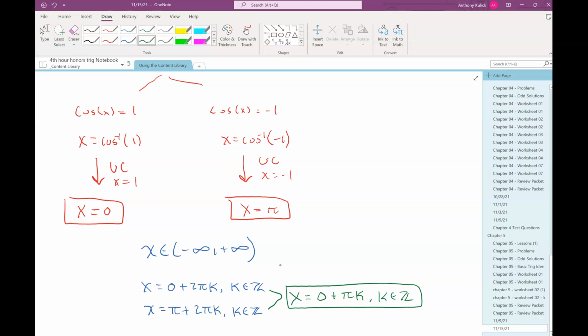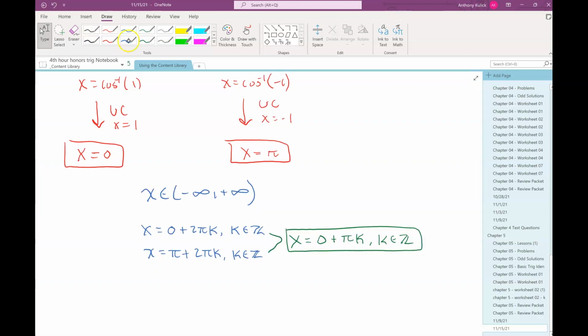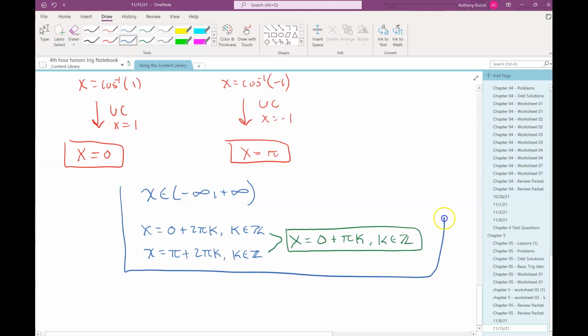Is that okay with you guys? You kind of see what I did there? Okay. So that's just like a little aside here at the end. I wanted to show you how sometimes you can combine two answers into one in that infinite sense, right?